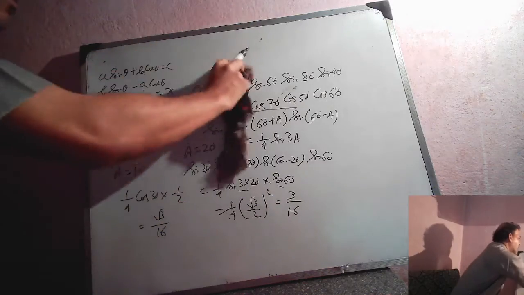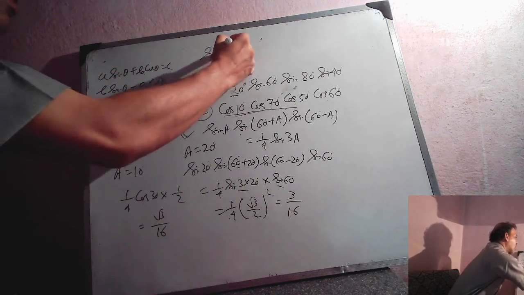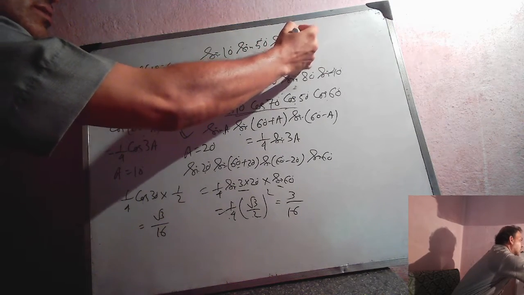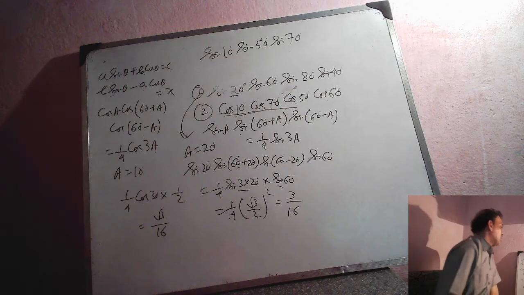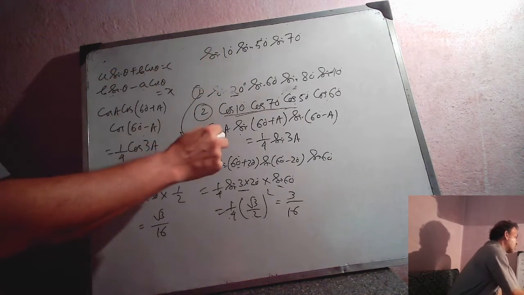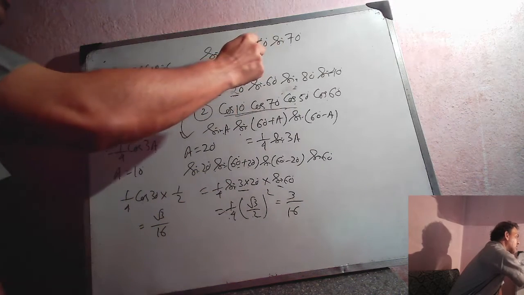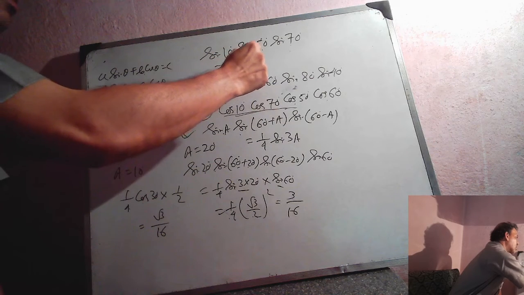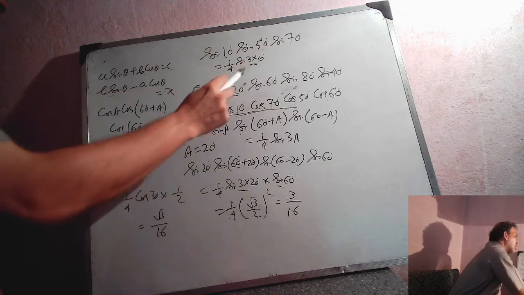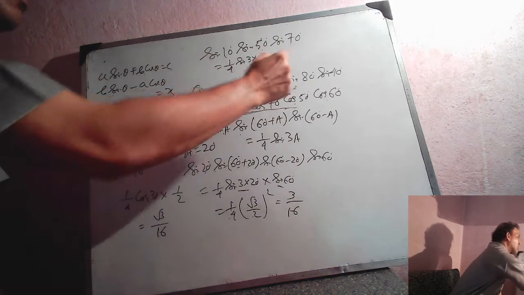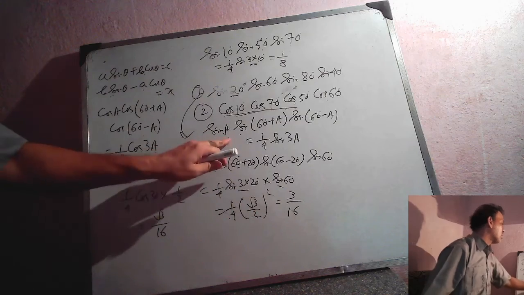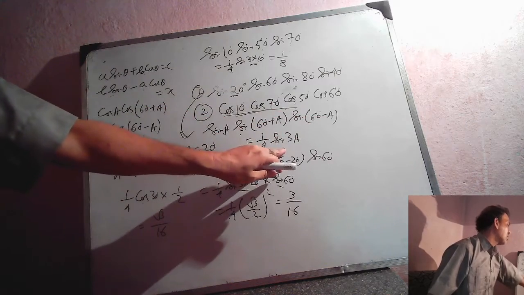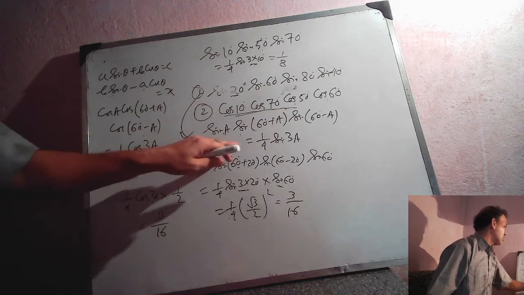What will be the value of sin 10, sin 50 degrees, sin 70 degrees? Now A equals 10, it is of the form sin A, sin(60 plus A), sin(60 minus A). So this will be 1 by 4 sin 3A, A means 10, sin 30 half multiplied by 1 by 4, this will be equal to 1 by 8. So remember this formula, sin A sin(60 plus A) sin(60 minus A) equals 1 by 4 sin 3A. You don't need to derive it.